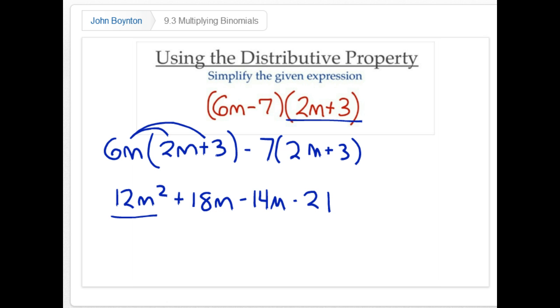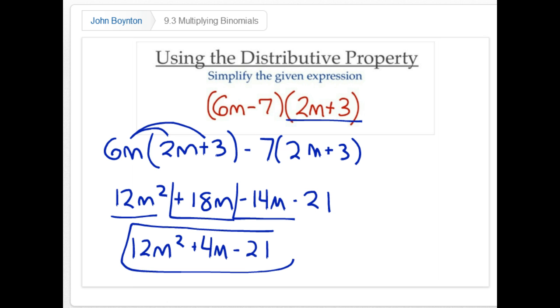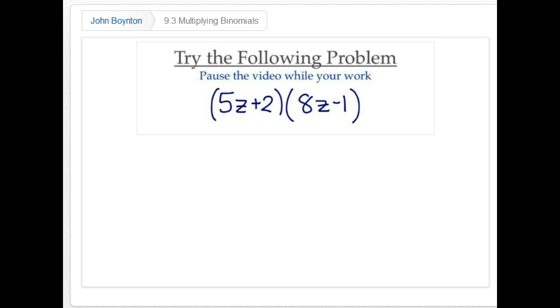Okay, so again, work from the left, combine like terms. So I've got 12m squared. I've got net positive 18 minus 14 makes positive 4m, and it's still minus 21. And there's our answer. So using distributive property, not too difficult. Let's have you try one on your own.